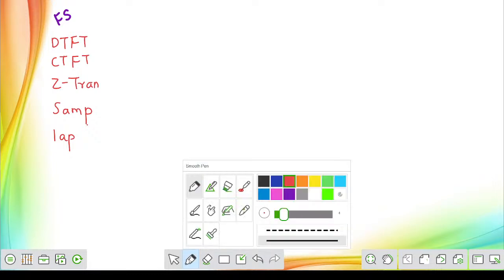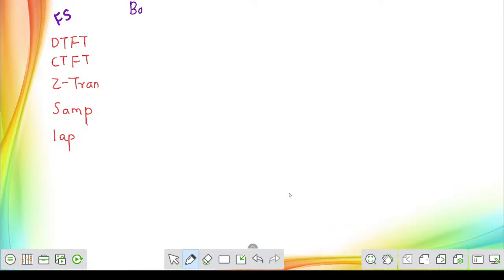In this session, we are going to start from the basics of signals and systems. That is the final chapter. I will cover all important properties of each and every signal.